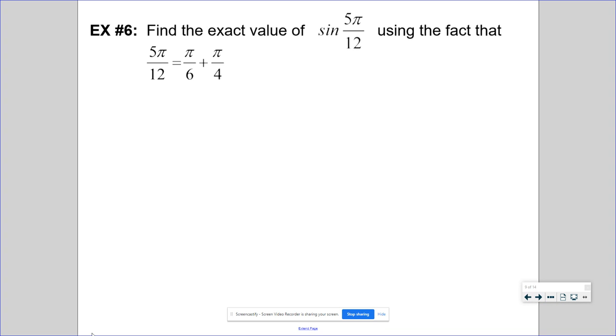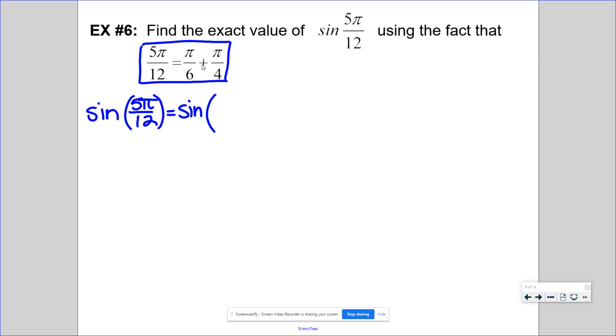Okay, find the exact value. So finding the exact value of sine of 5 pi by 12. Okay, so first of all, 5 pi by 12 is not a unit circle value. So we will be using one of our sum or difference formulas. Now this note is super helpful because that tells you what two fractions that we do know in the unit circle add up to 5 pi by 12. So we already know that pi by 6 plus pi by 4 is equal to 5 pi by 12.